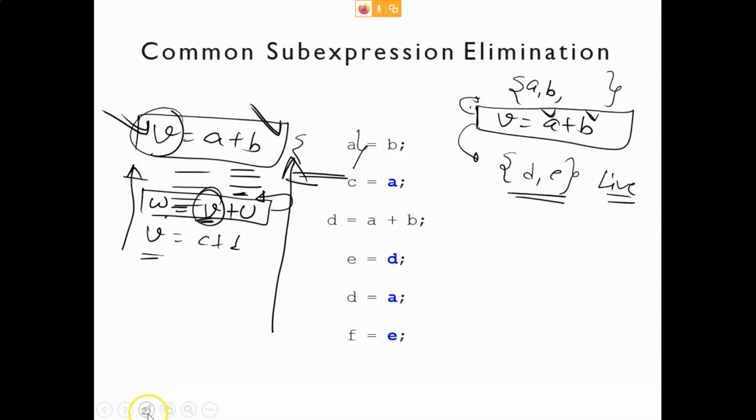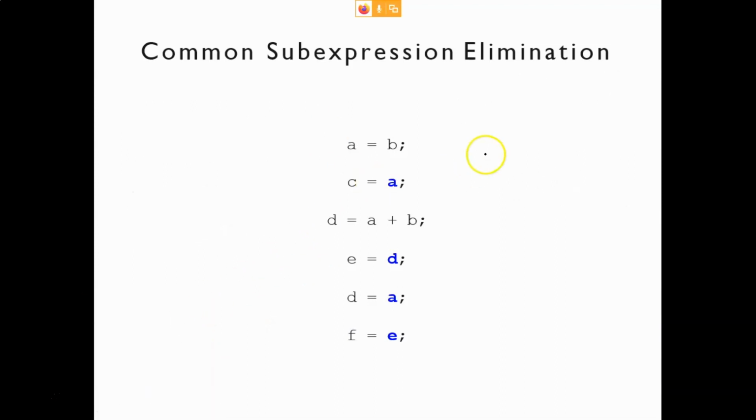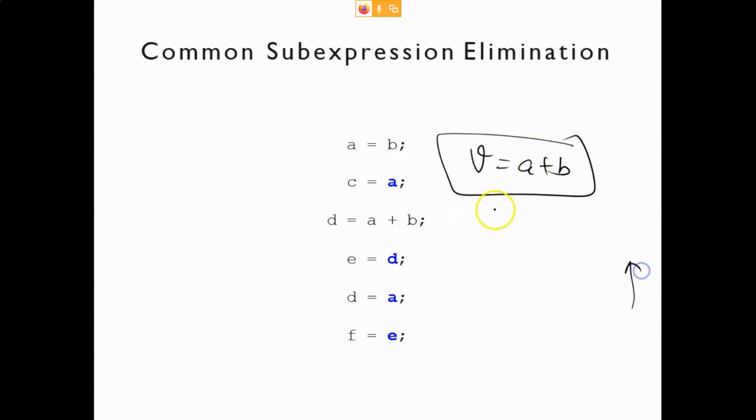So in the liveness analysis we go in the reverse direction. Available expression analysis was done in the forward direction. The point is that if you have this type of statement and you are going in the reverse direction, let's assume at this point d comma e is available.